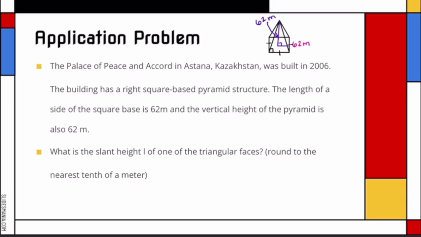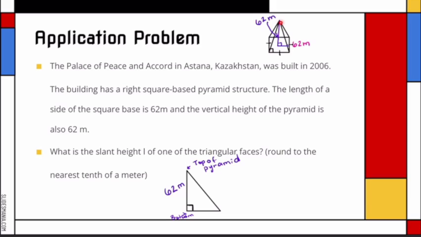So we're trying to find the slant height of one of the triangular faces. Essentially, I'm trying to find this height over here, right? So I can go ahead and pull that right triangle out of the problem. And we know here's the right angle, and the vertical height was 62 meters. This right here is the top of your pyramid, and this right here is the bottom of it, or like the very center of the pyramid. But that vertical height is not measuring the entire side of 62 because it's going straight down the middle.